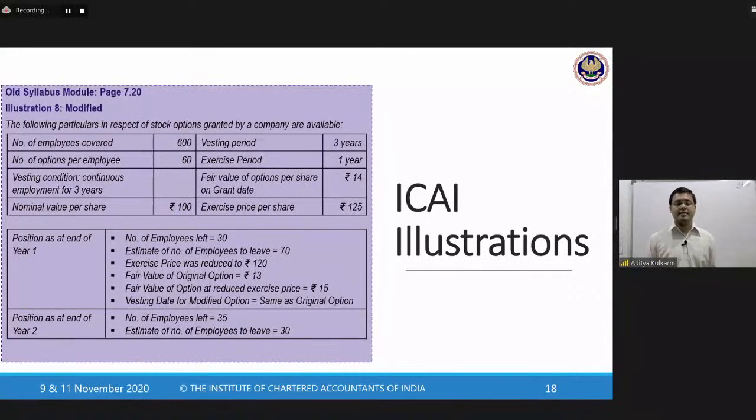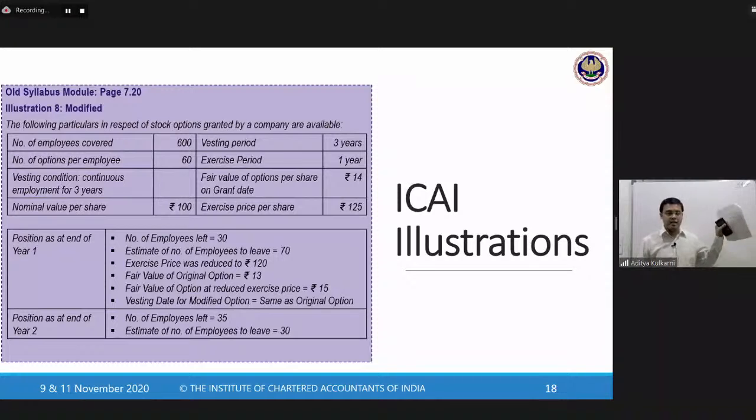Position as at the end of year 1. Number of employees that have left is 30. Estimate of number of employees to leave is 70. Exercise price was reduced to 120. Fair value of original option is now 13. Fair value has now come down by virtue of reduction in your exercise price. Fair value of option at reduced exercise price is 15.